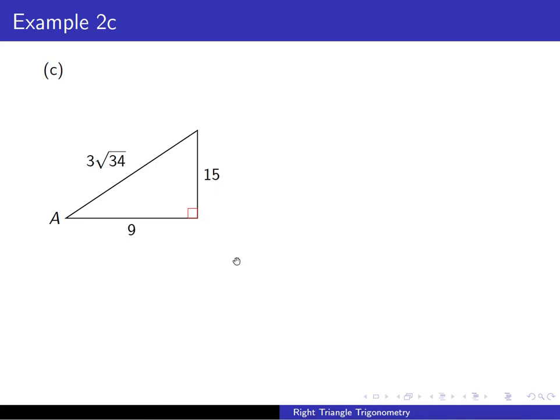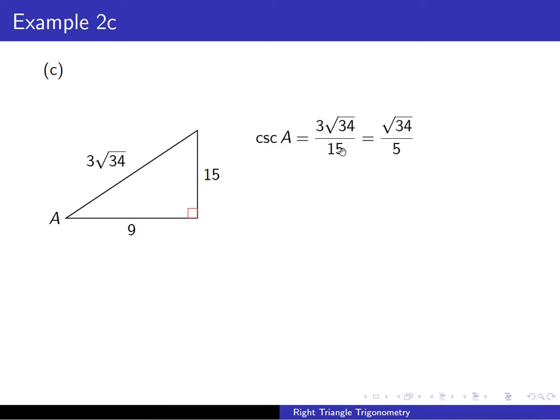All right, example C, if you recall, we found the hypotenuse and simplified it as 3 times the square root of 34. We started with 9 and 15. We had to use the Pythagorean theorem to get the hypotenuse and simplify it as 3 times the square root of 34. I believe it came out to be square root of 306, which simplifies as 3 times the square root of 34. So cosecant of A is hypotenuse over opposite, which is 3 square root of 34 over 15.